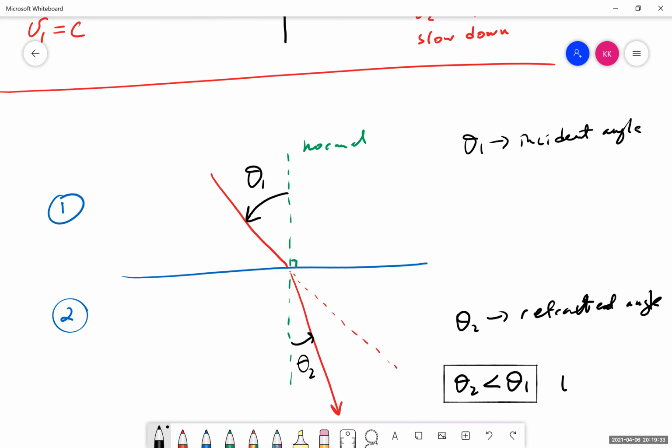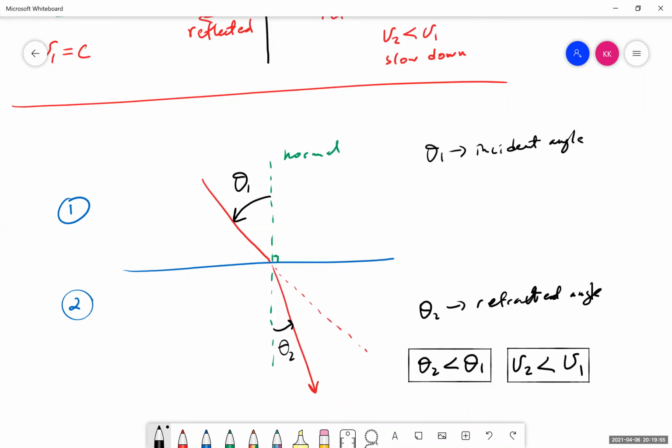Again, two things are happening: the light is going to change direction and it's going to change its speed. That means I also have V2 and V1 like this. And again, in this case, V2 will be less than V1. That means it's going to bend toward the normal, have a smaller angle relative to the normal, and slow down. Those two things are going to happen to the light when it goes from a less dense into a more dense medium.